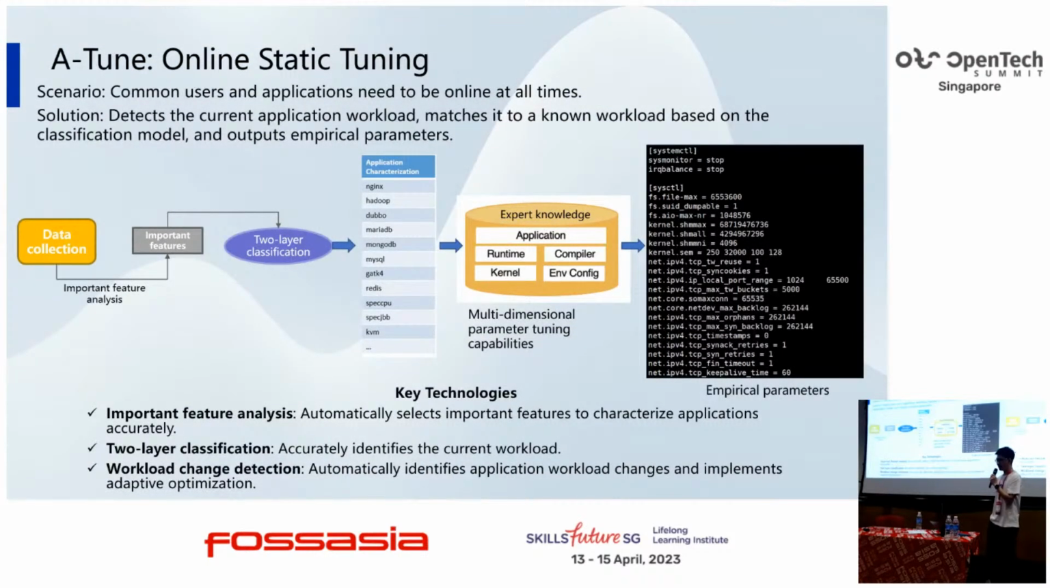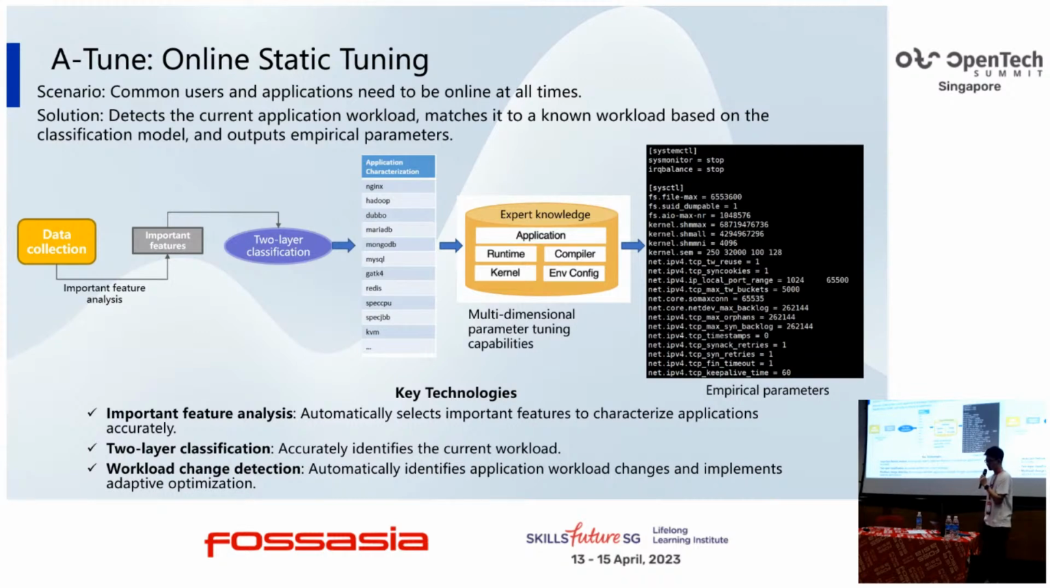Now I will give the detailed introduction about the online static tuning. The scenario of online static tuning is the common users and applications that need to be online at all times. The idea is that A-tune detects the current application workload, matches it to the lower workload based on the classification model, and then outputs the empirical parameters.